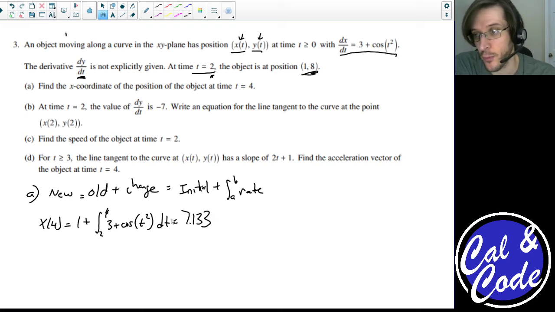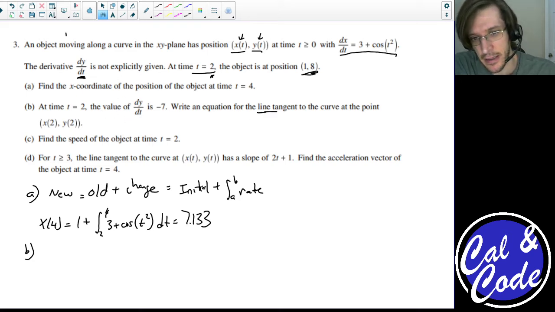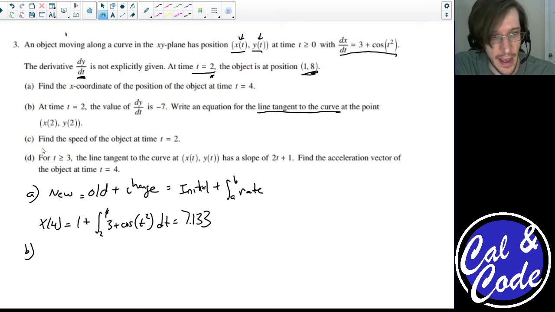This was worth 3 points on the AP exam, so you'd be already starting off at a great place. Part B was asking about a tangent line to the curve at the point where t equals 2. Now you can see that they gave me the initial position. Here it is, 1 and 8, so I have that part. What I really need to get now is the slope of this equation.